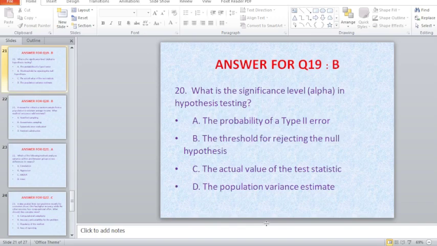Question number 20. What is the significance level alpha in hypothesis testing? A. The probability of a type 2 error. B. The threshold for rejecting the null hypothesis. C. The actual value of test statistics. D. The population variance estimate. The answer for this question is choice B. The threshold for rejecting the null hypothesis.